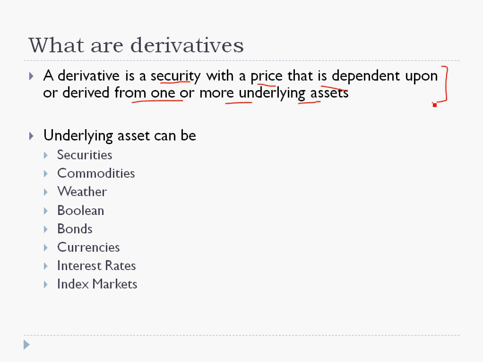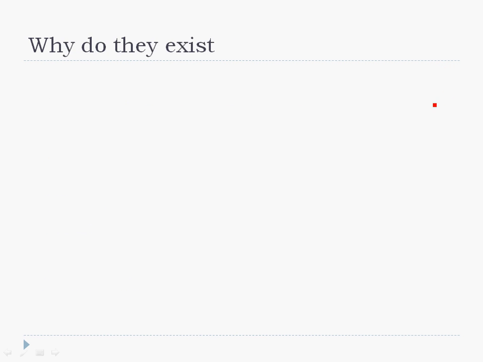So there can be derivatives on anything, right? If you want to do a contract and there is an underlying asset, then there could be derivatives. So for example, in IPL auction, people are selling the players, so there could be derivatives on selling of these players as well, right? So there could be derivatives on anything. So why do they exist?